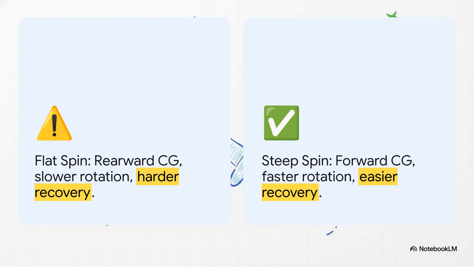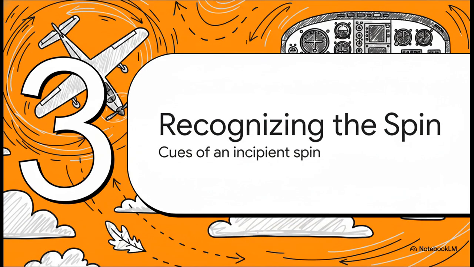But if that skater throws their arms out wide, the rotation slows down. In an airplane, that's a flat spin, and it often happens when you have a rearward center of gravity. Guys, a flat spin is incredibly dangerous. Because the nose is pitched up, it becomes ridiculously hard to force the nose down, break the stall, and recover. All right, part three, recognizing the incipient spin.